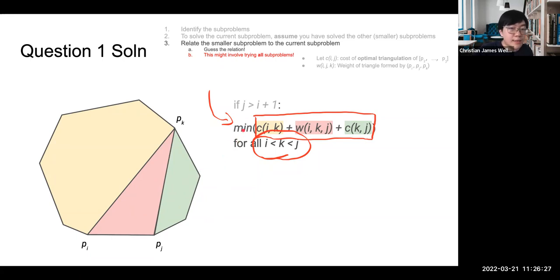I want to pause here. Does this make sense? Does anyone need me to repeat? Can you give me a thumbs up if you're following the argument? And if not, please ask me to repeat, because we'll see this again and again. Great, thumbs up. That's great.